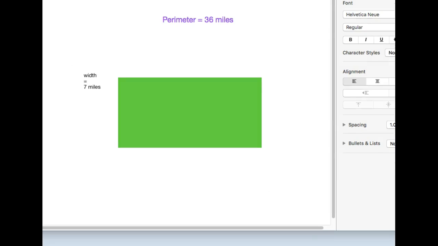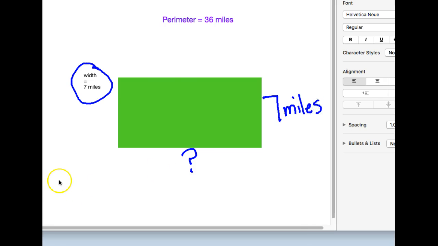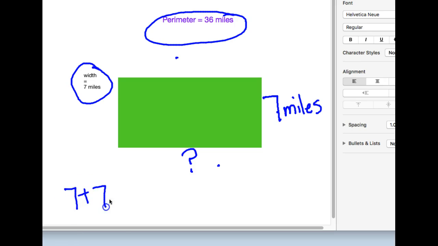Let's think about what we should do to find the missing length. Begin with what you know. If the width of one side of the park, a rectangle, is 7 miles, then the opposite side is also 7 miles. We also know that if we add all 4 sides together, we will get 36 miles. 7 plus 7 equals 14. Subtract 14 from 36, and the difference is 22.